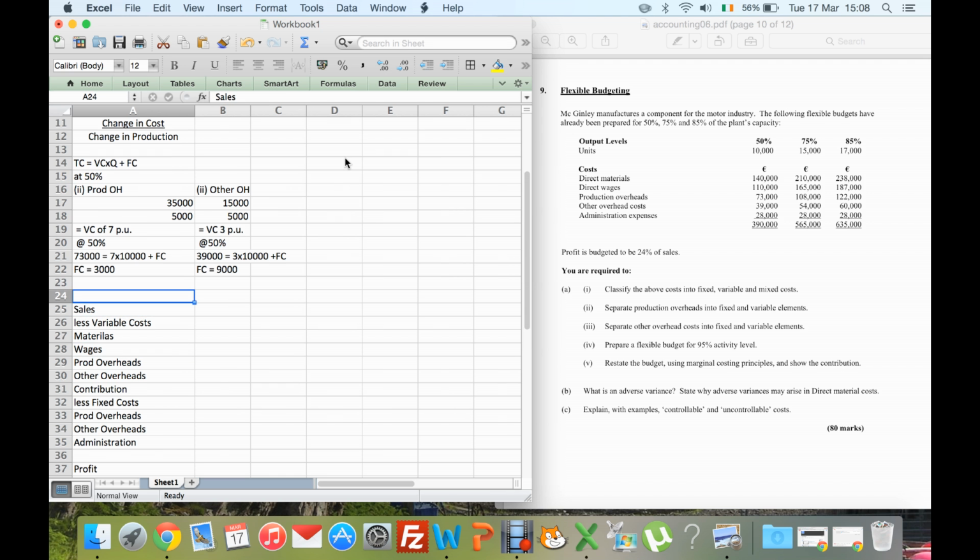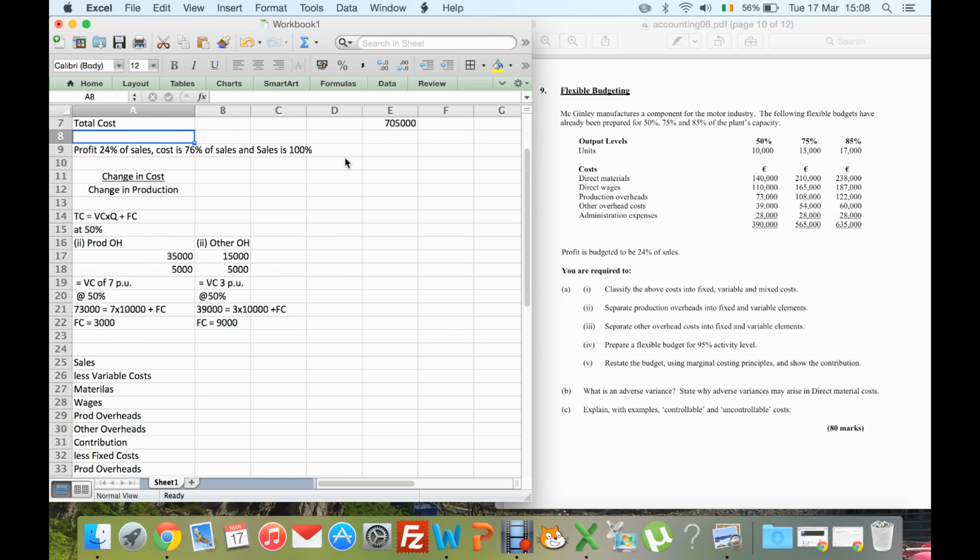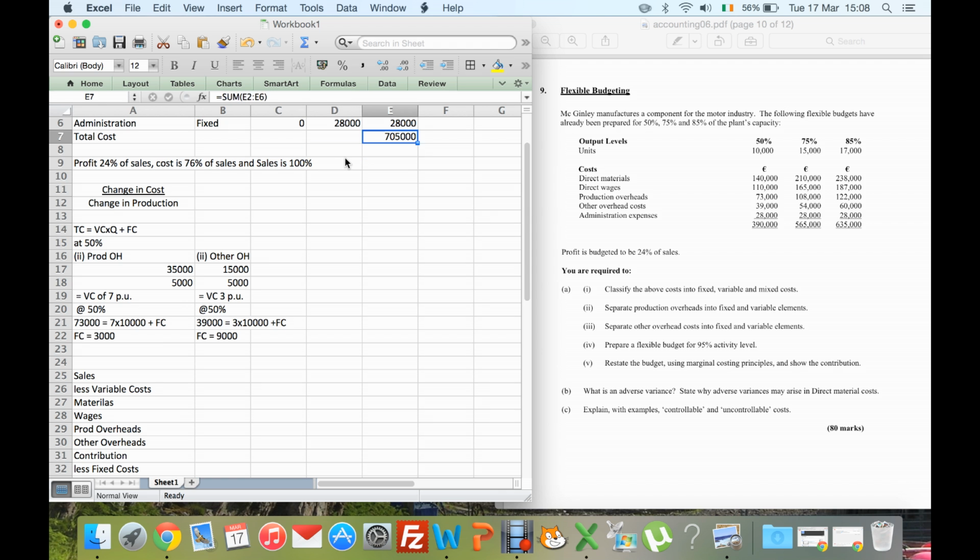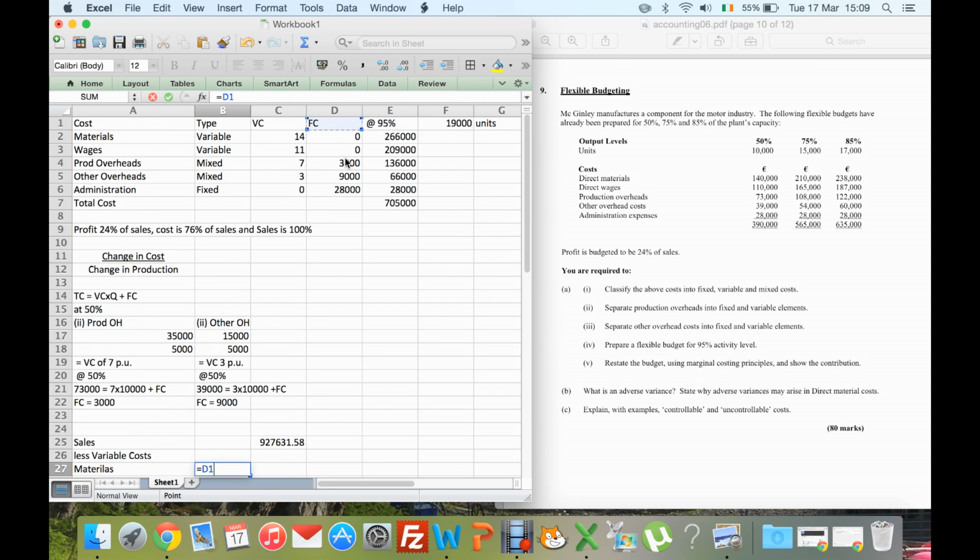So working out our sales, first of all, we said there's a total cost. So total cost is 76% here of sales. Okay, so we need to get that figure there. So 705 for our total cost. We divide that by 76, that gives us 1%, and then multiply it by 100, and that gives us the sales figure, the full figure, the 100%.